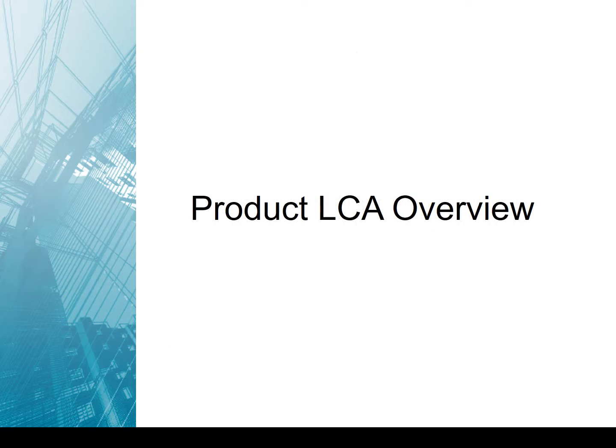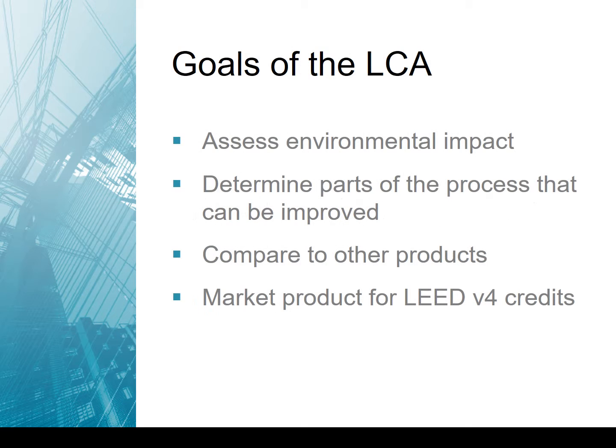Let's start with an overview of product lifecycle assessments. First, let's look at the goals of our product lifecycle assessment. Generally, these may include assessing the environmental impacts of a product, determining parts of the extraction or manufacturing process that can be improved in their environmental impacts, comparing the product to other similar products within its category or industry, and finally, obtaining the data necessary to market products based on their potential contributions to LEED version 4 credits.